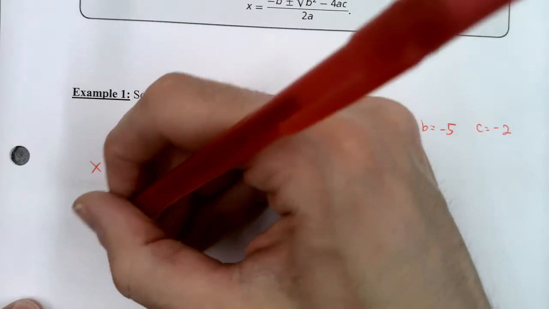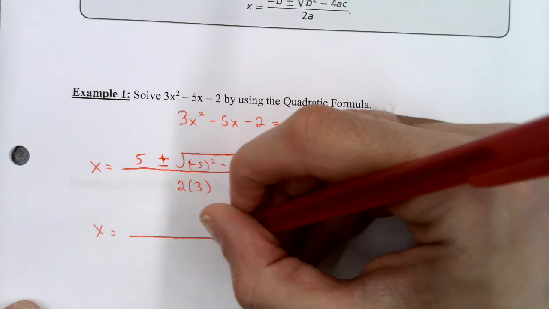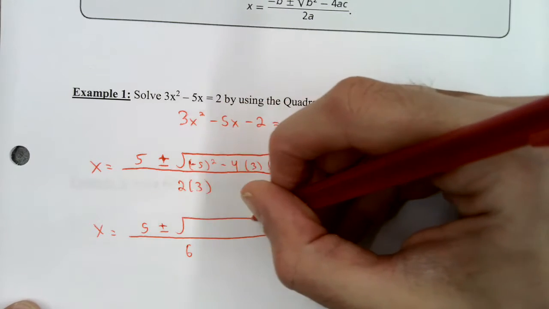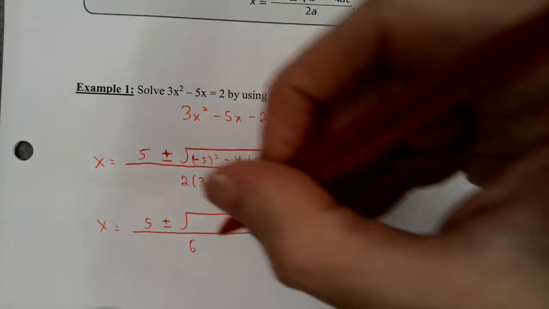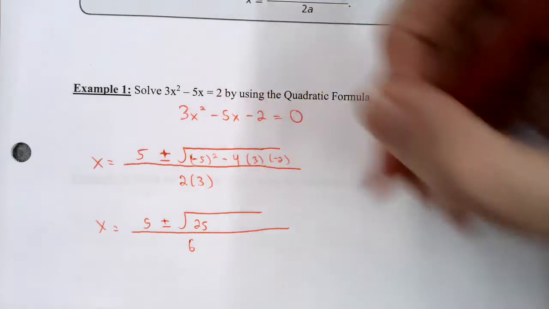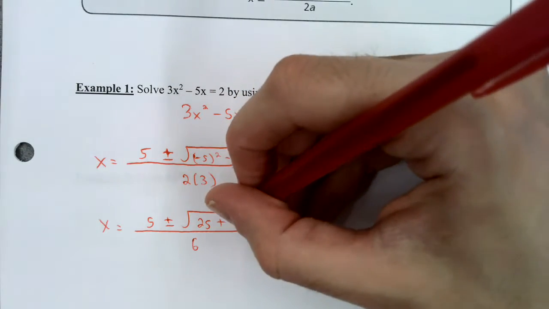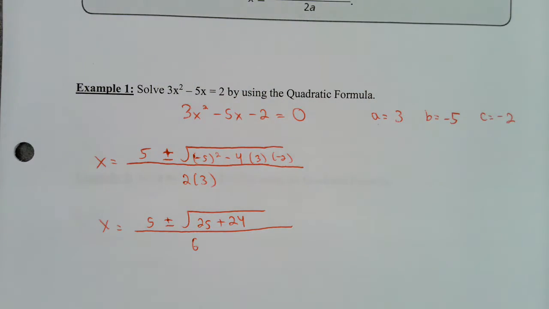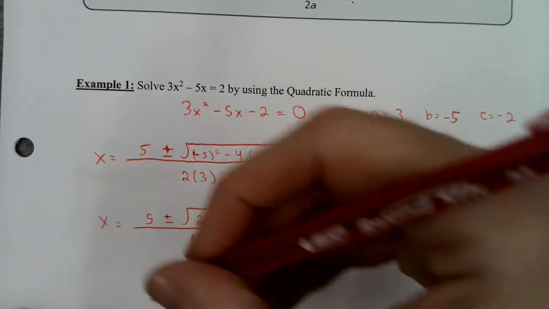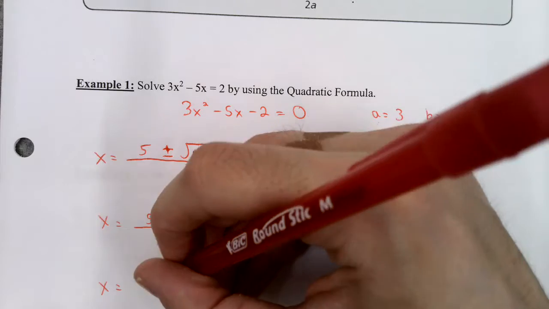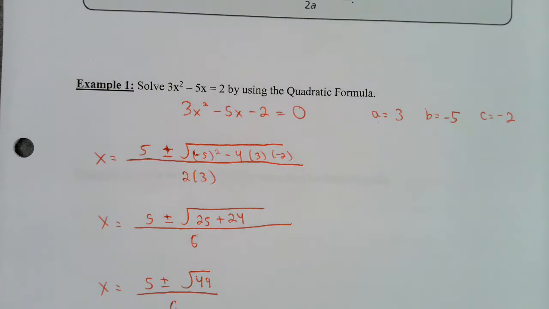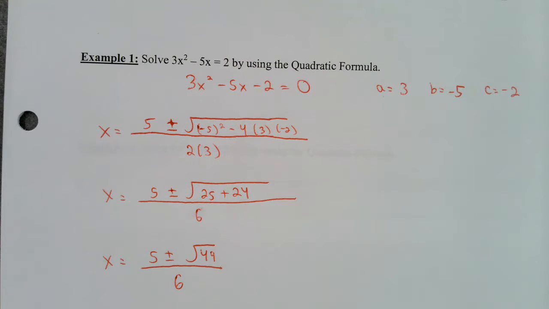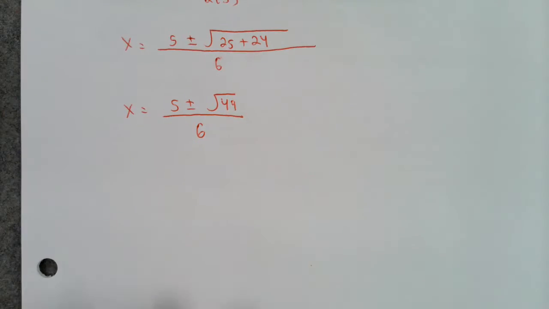Now let's simplify. X equals 5 plus or minus. The denominator is going to be 6. That's easy. Under the square root, negative 5 squared means negative 5 times negative 5, so that's going to be 25. Negative 4 times 3 times negative 2 gives you plus 24. One step at a time, make that 49 under the square root. Divide by 6. You can make the square root of 49 7, so x equals 5 plus or minus 7.